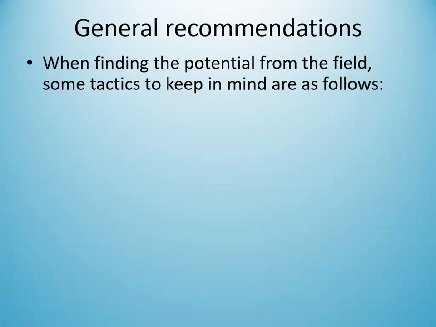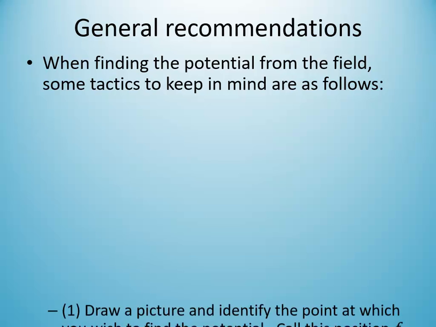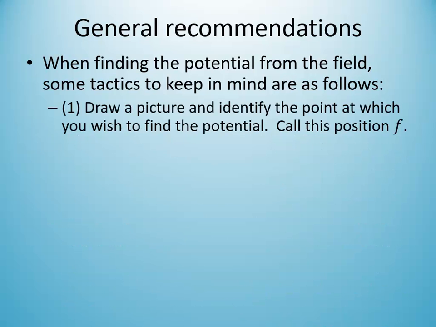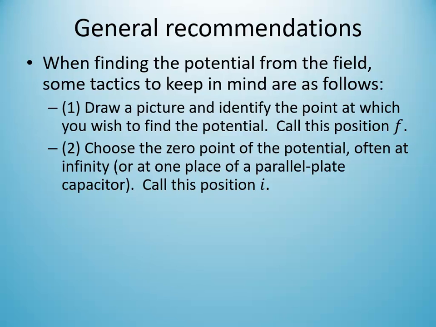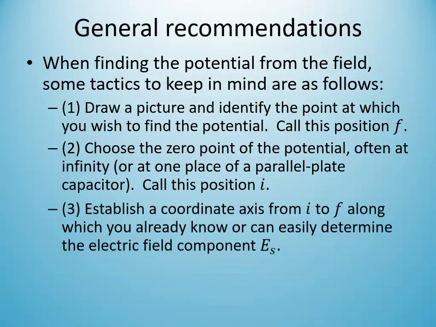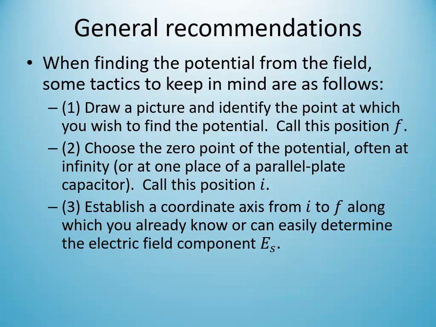In any case, some general recommendations when finding potential from a field. Keep in mind that it's a good idea to draw a picture and identify the point at which you want to find the potential. Call that position the final point, F, and then choose the 0 point, or at least an initial point where you know the potential. A lot of times that'll be infinitely far away, and call that position initial, or I. And then establish a coordinate axis from I to F, along which you already know or can easily determine the electric field in that direction.